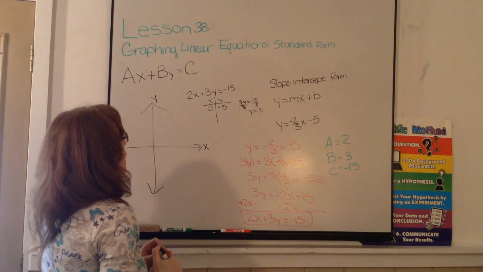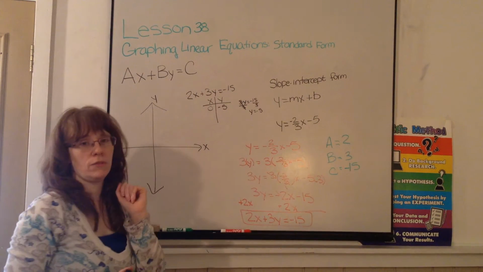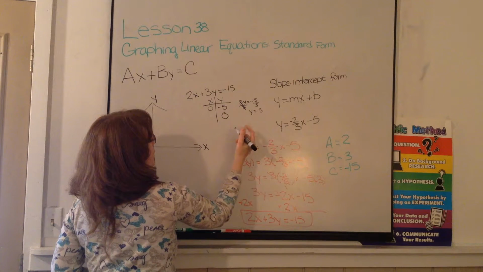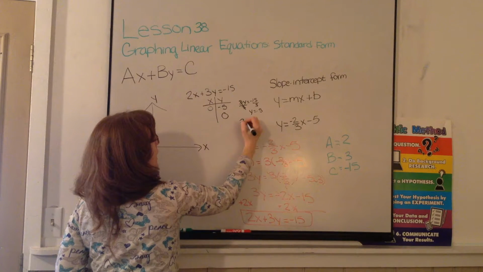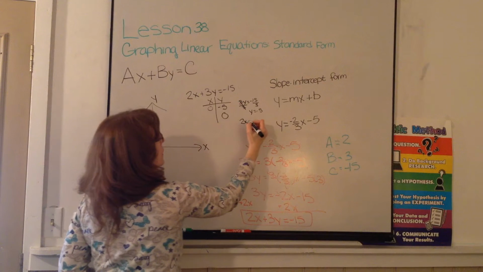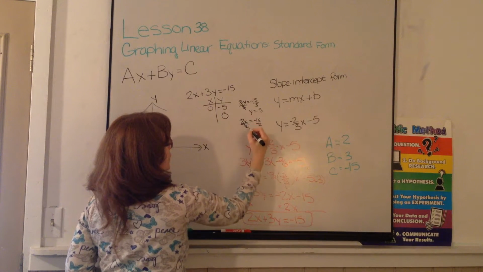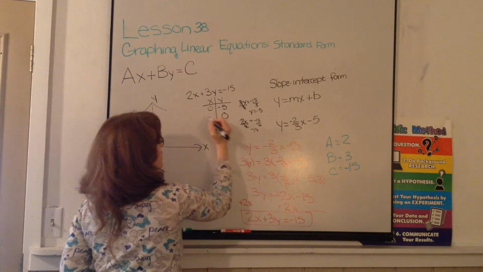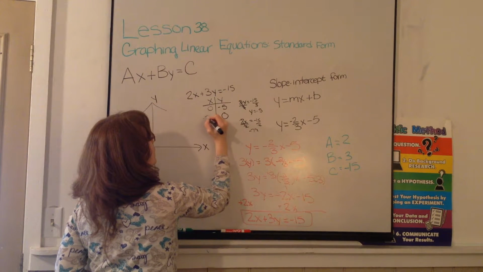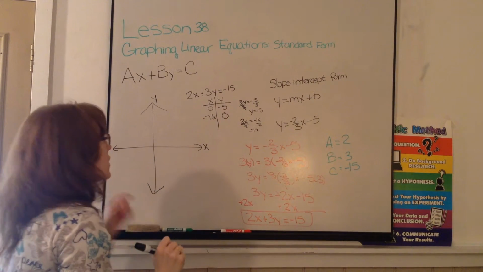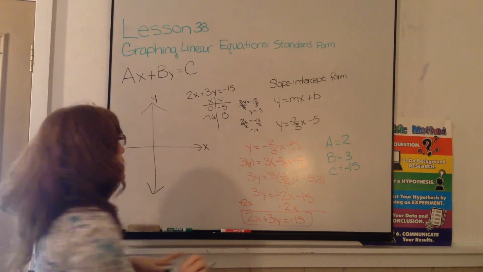Okay. Now I'm going to put in a 0 for y. And that tells me 2x plus 0 equals negative 15. I can divide that by 2. That's going to give me a fraction. I'm going to get negative 7 and a half. Okay, and then I really want to do one more point just to make sure I'm doing this right.